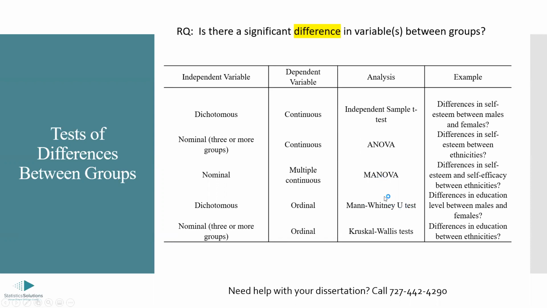In a similar way, a Kruskal-Wallis test is the non-parametric alternative to an ANOVA. When you have an ordinal dependent variable instead of a continuous dependent variable, and you are looking for differences in the groups, then you run a Kruskal-Wallis test. For instance, are there differences in education level, that's an ordinal variable, between ethnicities?